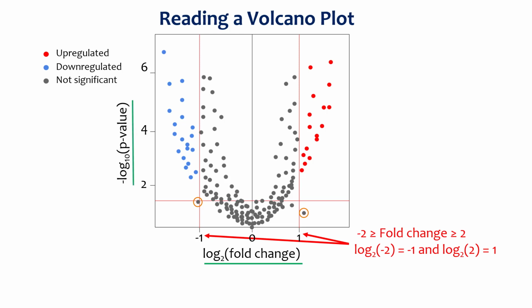Notice that the y-axis is the negative log base 10 of the p-value. To be statistically significant, the p-value must be below 0.05. The negative log base 10 of 0.05 is 1.3, so genes located above 1.3 on the y-axis have p-values less than 0.05, indicating a statistically significant difference. The genes in color meet both the fold change and p-value thresholds. These are the genes that are considered most relevant, and additional studies would focus on these genes.